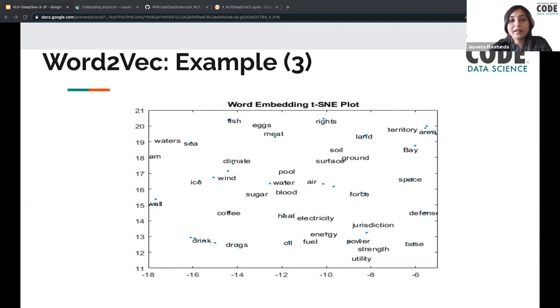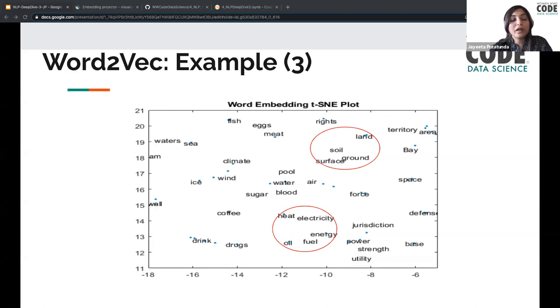So can you guys point out or see some of the very grouped words? Yeah, I see two here. Like I mentioned, say land, soil, ground, and surface are kind of mapped together in the vector space. Another area is heat, electricity, energy, fuel, oil. So these words are mapped in a similar space.